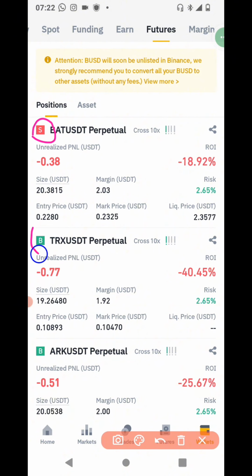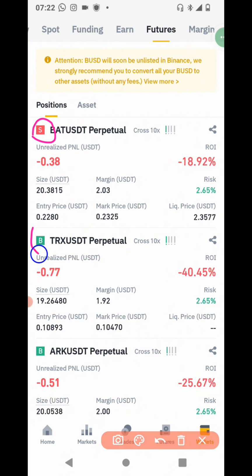We are saying BAT is going to drop in value because in futures you make money in either direction of the market. Whether the market is going down, you're making money if that is your prediction. If the market is going up, you're making money if it is your prediction. It's only in spot that you make money when you buy low and sell high. Where the market is going up is the only time you make money in spot. But in futures, you make money in either direction. And these two trades are a classic example of both. So let us analyze BAT first. Then we'll come to TRX later.